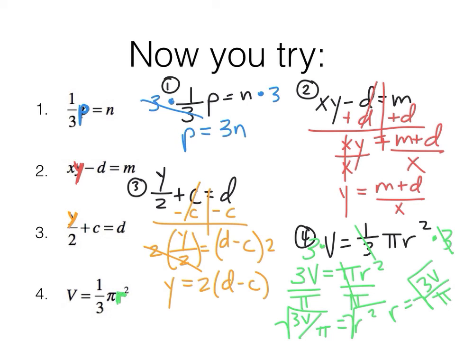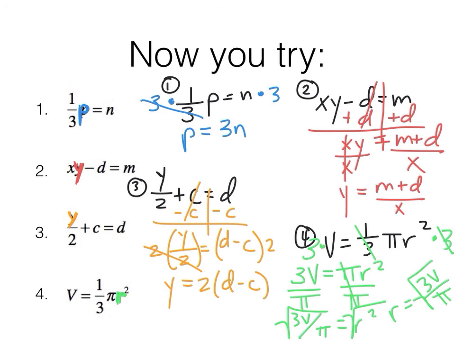On this one, xy minus d equals m. We got rid of the d by adding. We got rid of the x by dividing. M plus d over x. Over here, y over 2 plus c is equal to d. We subtracted the c, got rid of that by subtracting. We multiplied by 2. Now notice I did not distribute. You don't really need to distribute these. This is actually a perfectly acceptable way to write it. Just make sure you do, again, recognize that that's the same thing as 2d minus 2c.